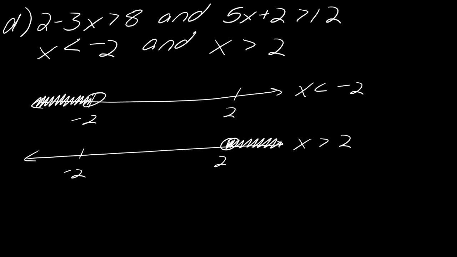So you have to stop and think for a second. An and means you're looking for the intersection, of which in this case there is none, right? There is no intersection between these two. So since there is no overlap or intersection, that means that the solution is just the empty set. There is nothing. That's it. That's the solution.